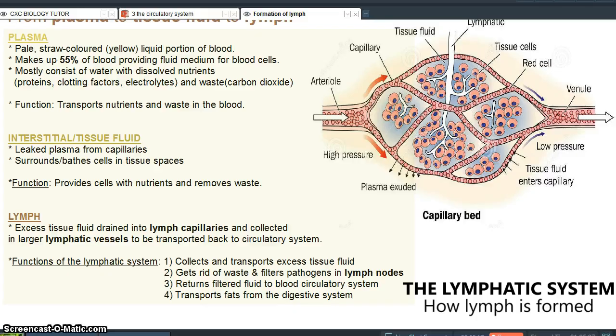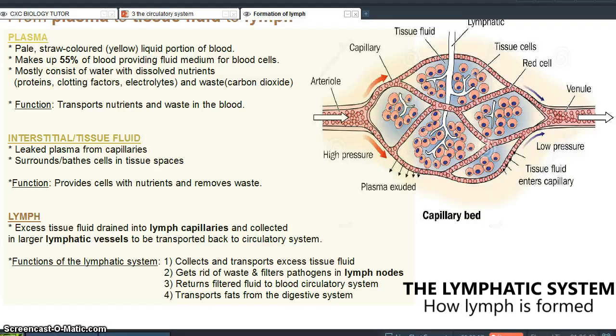It includes collecting and transporting the excess tissue fluid, as I just mentioned when describing how the lymph is formed. That excess tissue fluid becomes lymph and gets into the lymphatic vessels. The other function is to get rid of waste and filter pathogens in the lymph nodes. That lymph travels to the lymph nodes and is filtered, getting rid of the pathogens and any waste. And thirdly, the lymphatic system is responsible for returning filtered fluid to the blood circulatory system.